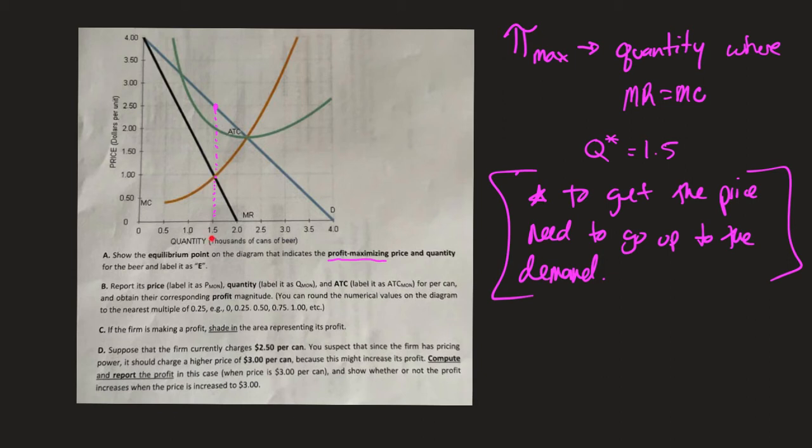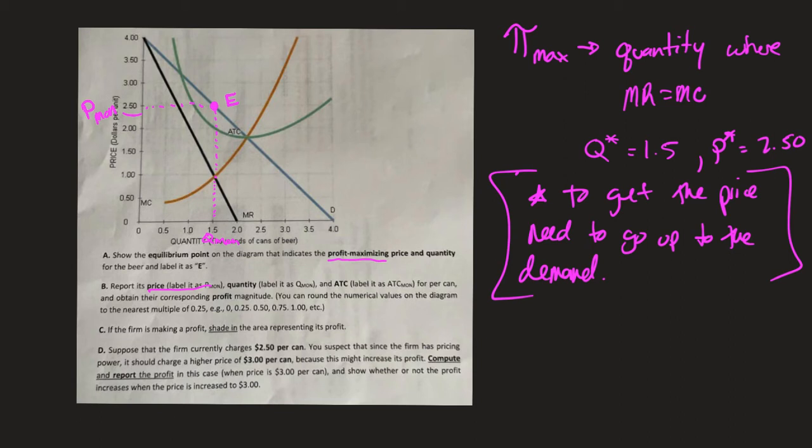Because at 1.5 right here, people are willing to pay, we go over, it's $2.50. So I know my P star, the price that's going to maximize my profit, is $2.50. It says to label it as E, so this point we would label as a capital E. Then label the price as P mon, so right here we do P M O N, and the quantity Q mon. I'm going to write over some stuff.